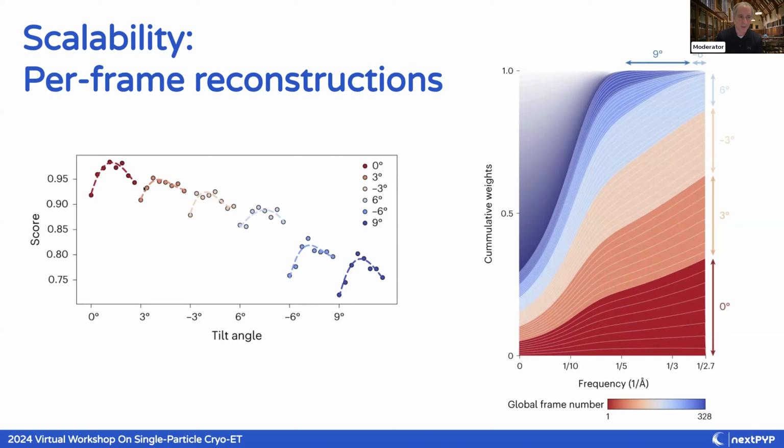Once you go to the second tilt, you see the same behavior, and each successive tilt lowers the contribution to high resolution. But the fact that we have this scalable framework allows us to do things like this on even very large data sets. This particular set had 328 individual frames, and we can use those frames to make up the reconstructions. What that means is that you'll typically be doing reconstructions with tens of millions of individual frames. Having this scalable platform allows us to do that quite effortlessly.